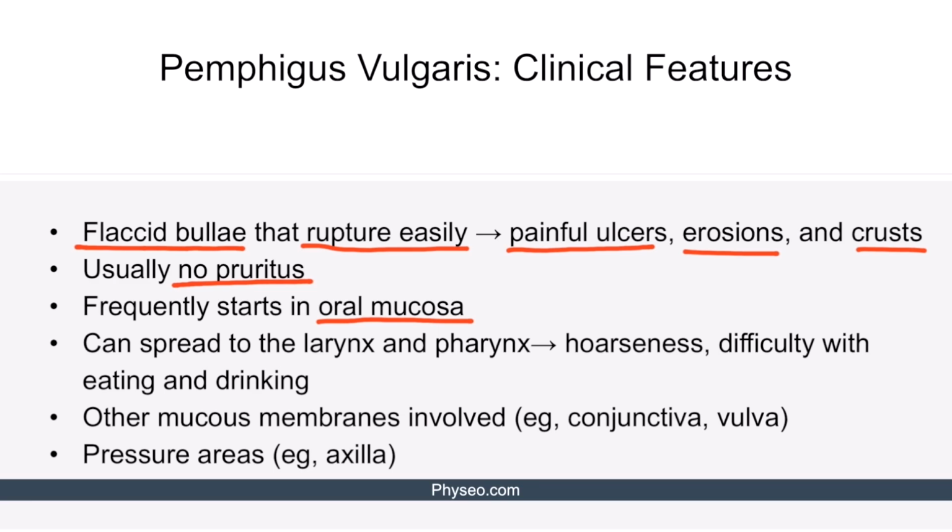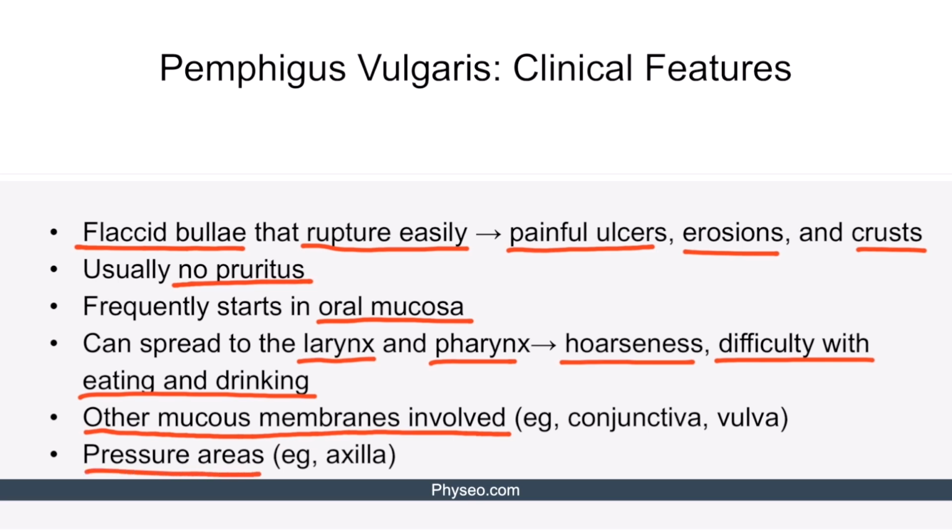More specifically, patients may initially only present with oral pemphigus vulgaris. Patients with oral pemphigus vulgaris complain of painful oral blisters and erosions that can also spread to the larynx and pharynx and cause hoarseness along with difficulty with eating and drinking. It's important to note that other mucous membranes may also be involved. This includes the conjunctiva, vulva, vagina, and anus. Other locations where blisters can develop include areas subjected to pressure such as the axilla.